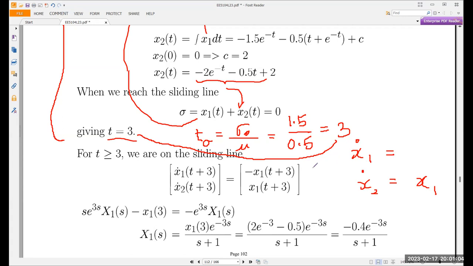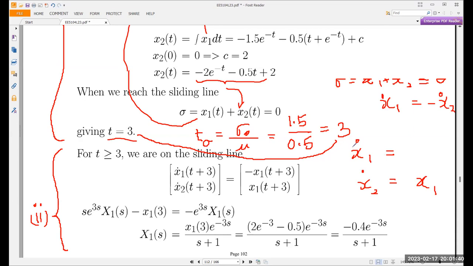But for part two, we know that sigma, which is equal to x1 plus x2, is always equal to zero. So x1 is equal to minus x2. If you put a dot here, you put a dot here, you will get x1 dot equal to minus x2 dot. And x2 dot is equal to x1, so it should be equal to minus x1. So this would be your state space.